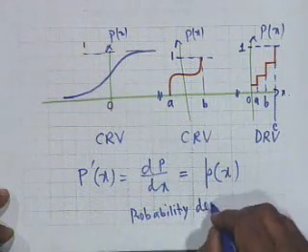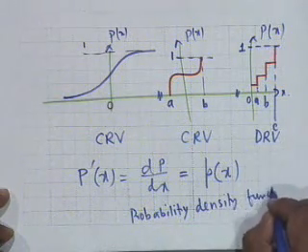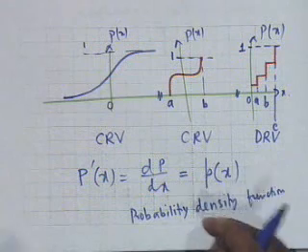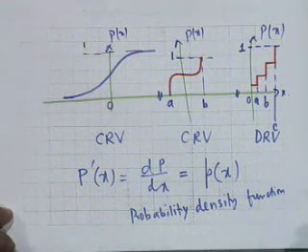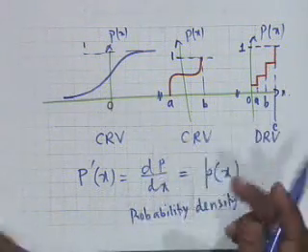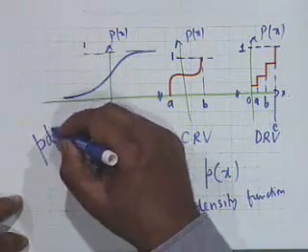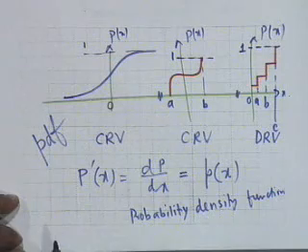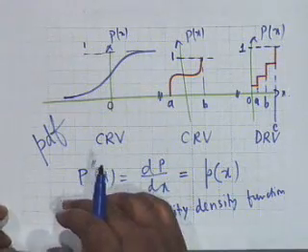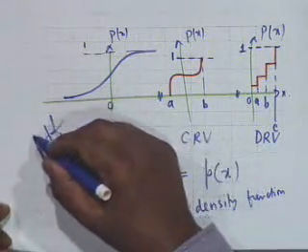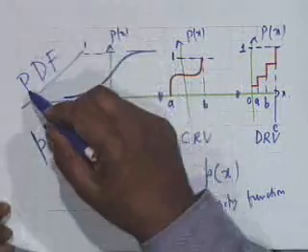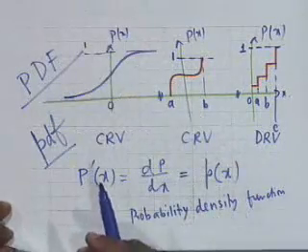Now comes the question of density. In practice, the probability density function is more important and more useful than the probability distribution function. To denote the probability density function and to distinguish it from the probability distribution function, we write the probability density function with lower case letters. Small p, small d, small f. The other one is capital P, capital D, capital F. This is called the probability distribution function and this the probability density function.